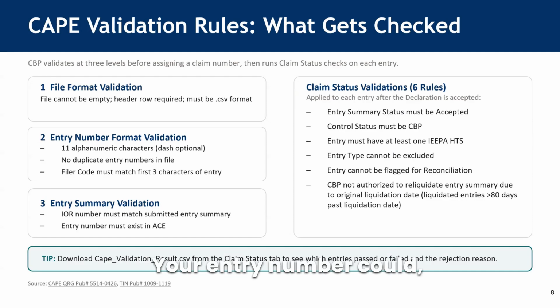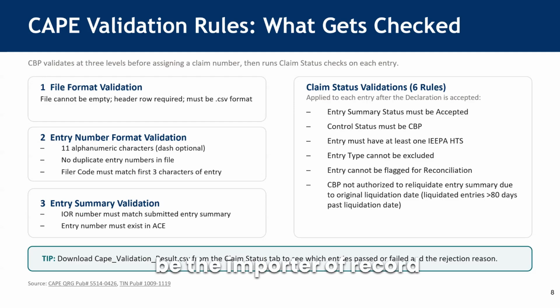Your entry number must be 11 digits. It could have a dash or not. They don't care. Both will work. Remove duplicates. That entry CSV is entry summary level. It is not entry line numbers. It is entry summary at the header level. So you can't have any duplicates. Remove duplicates. The filer code, if a filer is filing the CAPE declaration, their filer code has to match the first 3 characters of the entry because that is the filer code. And then the importer of record has to be matching the entry.